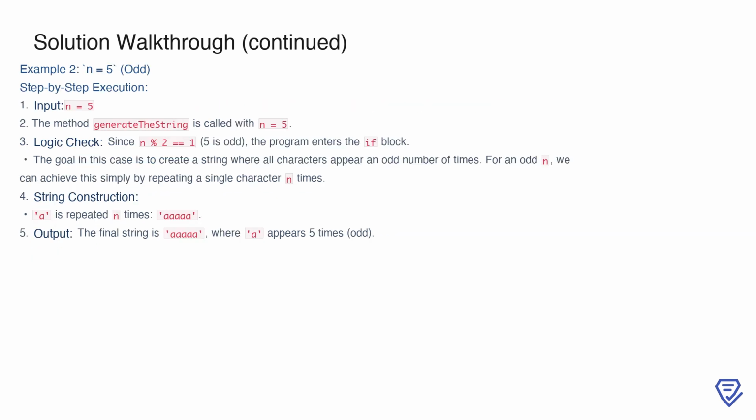Now let's consider the case where n is odd, such as n equals 5. The method generateTheString is called with n equals 5. Since 5 is odd, the program enters the if block. The goal here is straightforward. We can achieve odd counts for all characters by repeating a single character n times. In this case, the character a is repeated 5 times, resulting in the string aaaaa. This ensures that the output meets the requirement, as the character a appears 5 times, which is odd.